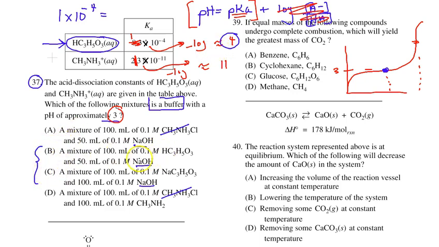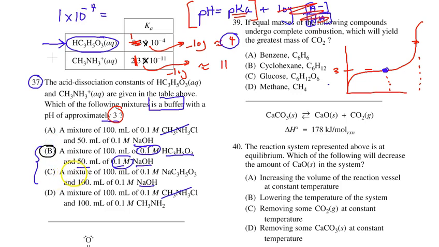Now, if I have a 100 milliliter mixture of a 0.1 molar conjugate acid that I need, and I'm going to add 50 milliliters of a 0.1 molar base, notice they're the same concentration but half as much, that's going to half titrate me to that max buffer position, and that's why B is the answer.